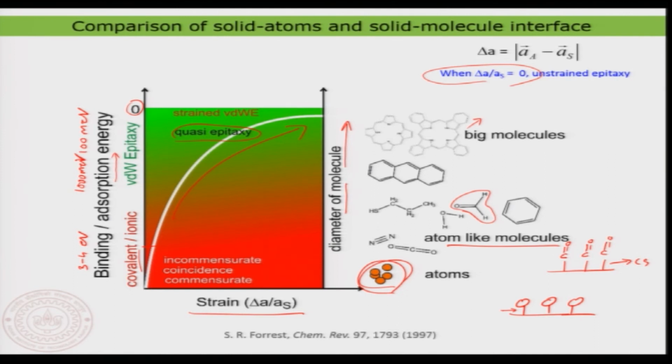Like van der Waals epitaxy, typically a few hundreds of milli electron volt. If it is a hydrogen bond, you can reach up to an electron volt, and if strong chemical bonds form between the adsorbate and the surface, then 3 to 4 electron volt, or a few electron volt, is possible. So that is the order of energy that we are talking about. But in general, you can understand the solid atom interface and the solid molecule interface using this kind of qualitative plot.